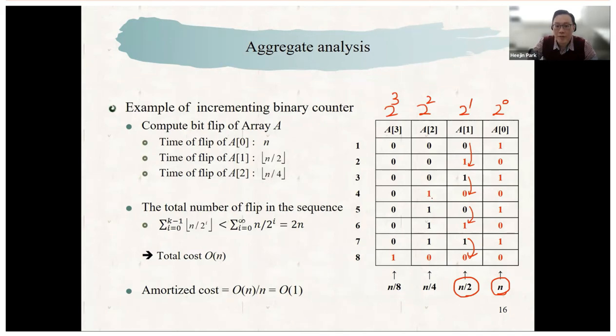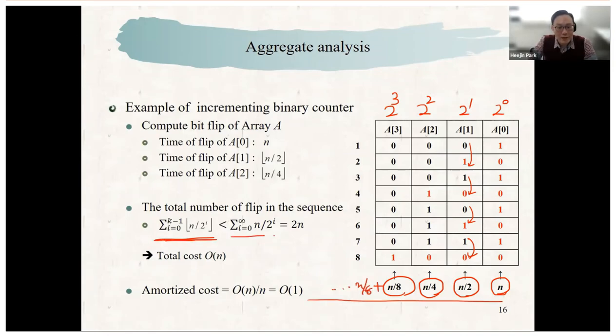So the bit A2 is flipped at every fourth operation, so it is n over 4. And similarly, it is n over 8. So we have to calculate this from the summation of n over 2 to the i, where i is from 0 to k minus 1. So we have to add n over 16 like this.